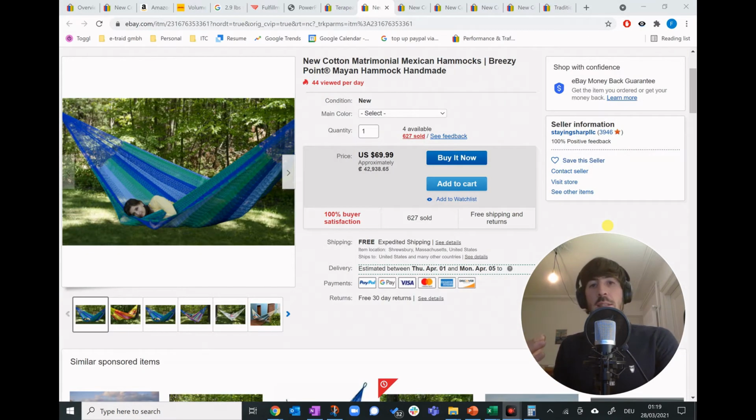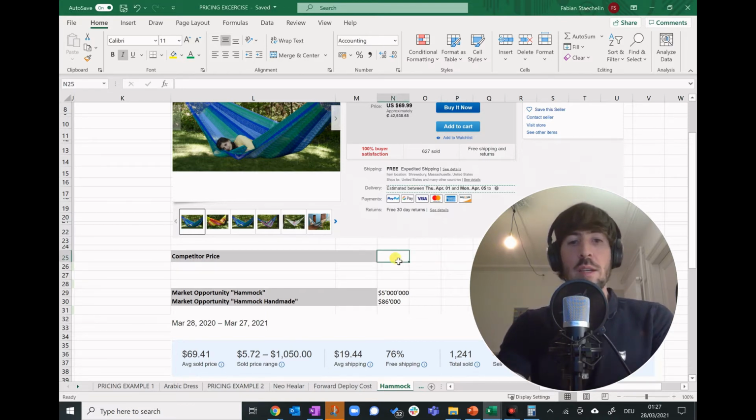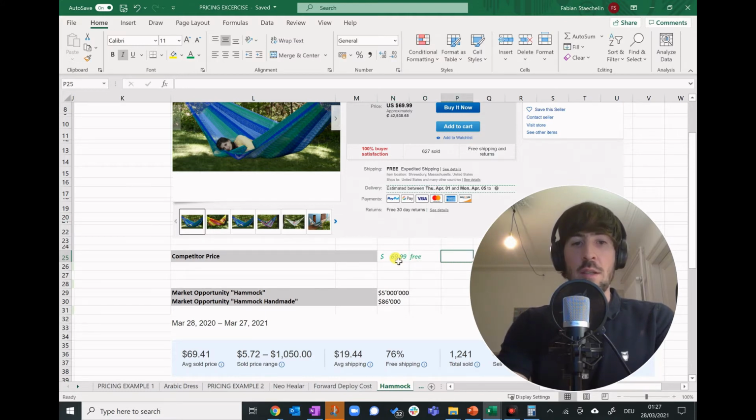So the bottom line is that if we want to be competitive in handmade hammocks from Mexico, the market price will be about $70 and we will have to be able to ship within about 6 days. So now let me add all this key competitor information in my Excel sheet. Competitor price is $69.99 and shipping is free 6-day shipping.